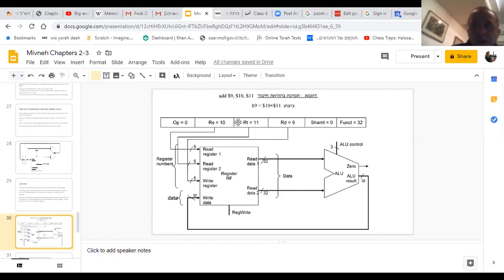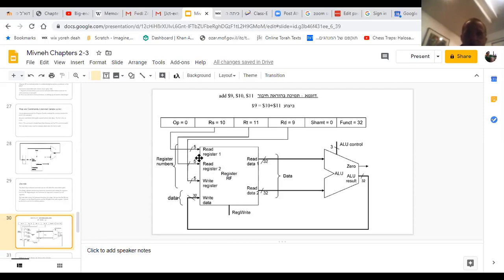I want to read this one and read this one and add them together and put them here, right? That's what add does. I want to take the 10 and the 11 and add them together and put them in the 9. 10, 11, put them in the 9. So this is a read and this is a read. So that tells the register file what to read. As we learned, we saw how this works on the inside.